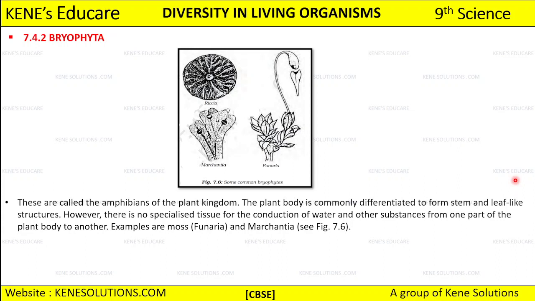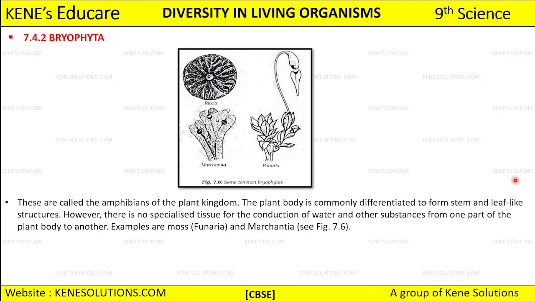Now if there is a specialized tissue, what will be the function of that specialized tissue? The function will be conduction of water through xylem and conduction of food and essential minerals and nutrients through phloem. So the plants under division Bryophyta are not going to have this specialized tissue for conducting water and substances from one part of the body to another. The examples of plants coming under Bryophyta include moss, which is also called Funaria. Then it also has Marchantia, and another example is Riccia. So these are the three common types of bryophytes.